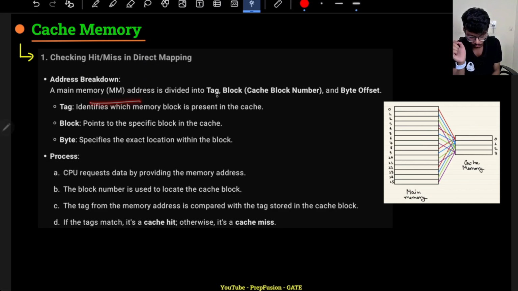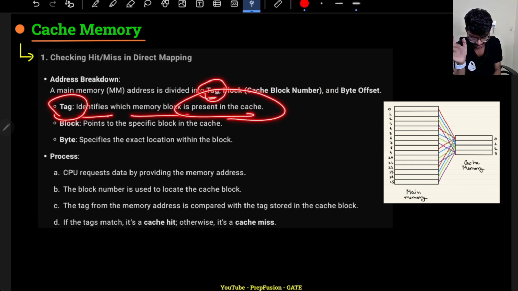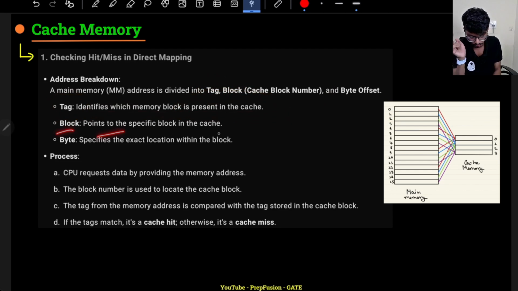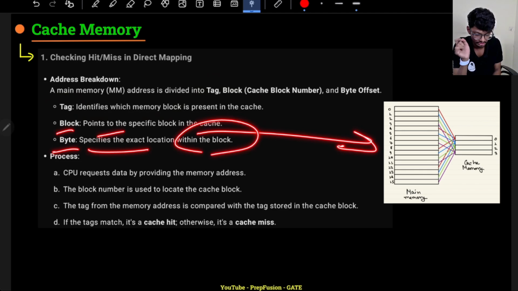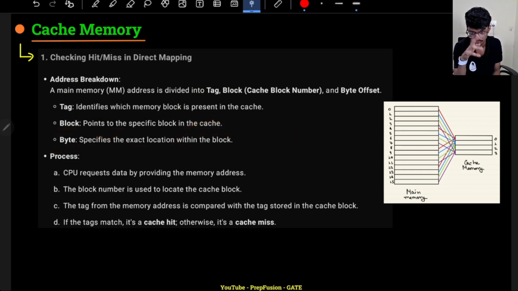First, the address is broken down into three parts in direct mapping: the tag, the cache block number, and the byte offset. The tag is compared and identifies which memory block is present in the cache. The block number points to the specific block in the cache. The byte offset is the exact location within that block. The tag is just the tag of that particular data that is present in the main memory.